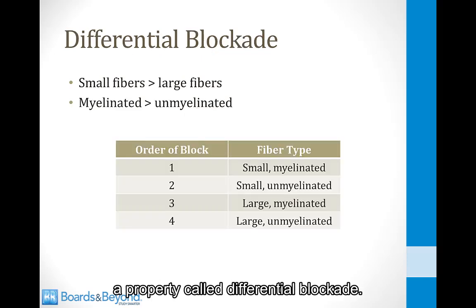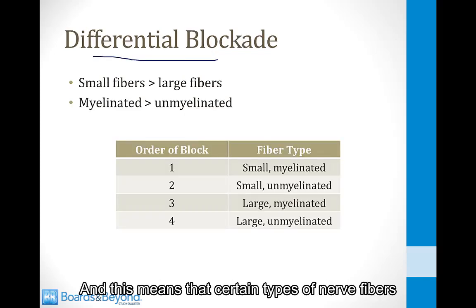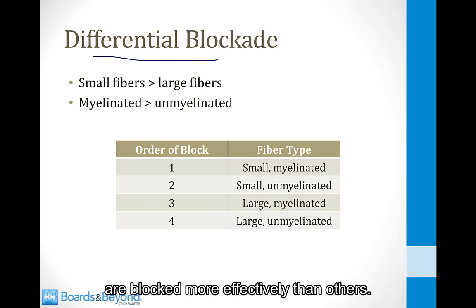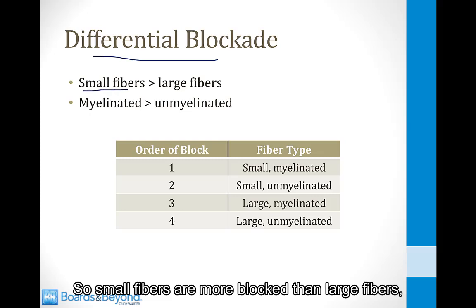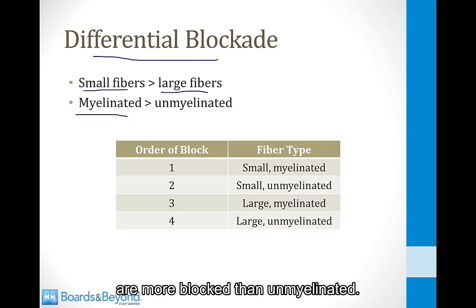Local anesthetics exhibit a property called differential blockade, and this means that certain types of nerve fibers are blocked more effectively than others. So small fibers are more blocked than large fibers, and then myelinated fibers are more blocked than unmyelinated.